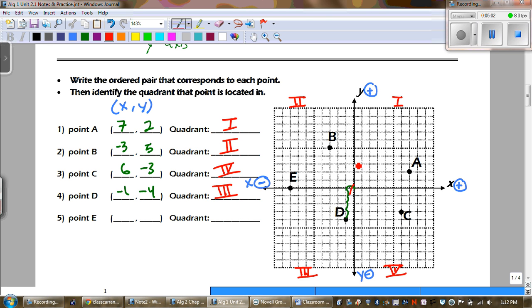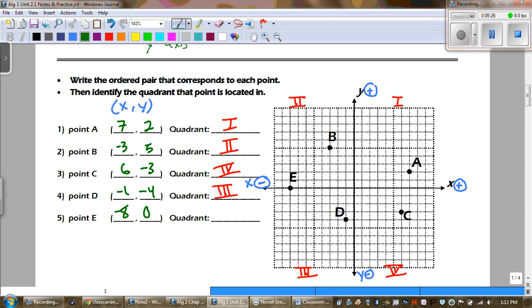And the last one, E, how many spots do we have to go to the left? Gotta go 5, 6, 7, 8. So I'm going left 8. And did I go up or down? No, I didn't. What quadrant is that in? Is that in quadrant 1 or quadrant 2 or quadrant 3?